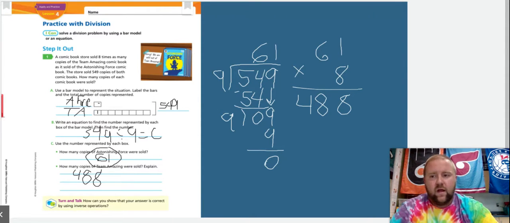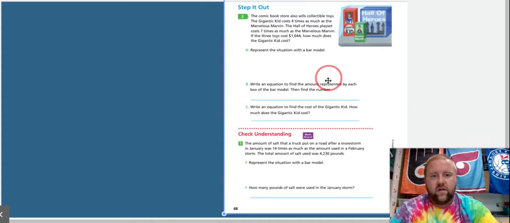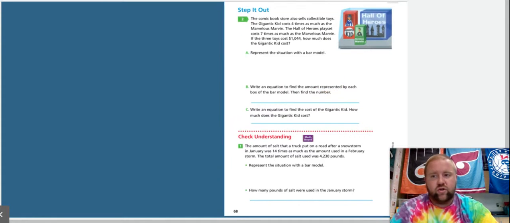All right, let's try another example just so that we can get a little practice with it. This one has no pictures drawn, so we're really going to start from scratch. It says that the comic book store also sells collectible toys. The Gigantic Kid costs 4 times as much as the Marvelous Marvin.